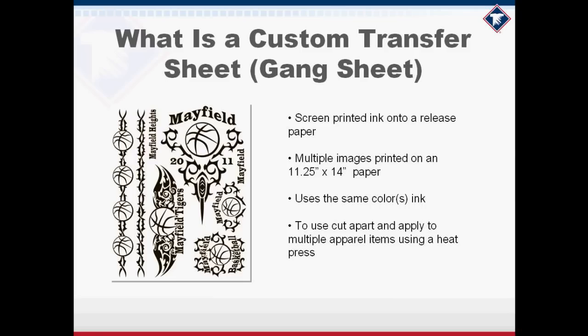So for those of you who are new, let's first cover that custom transfers are screen printed ink. We're talking about real honest-to-gosh screen printing that's being printed onto a piece of release paper. The paper itself is 11 1/4 by 14 inches. So what this means is that you are paying for that sheet of paper. When you're buying custom transfers, you're paying per sheet. So you have that full 11 1/4 by 14 inches to work with. You can print one thing on there, you can print 20 things on there. It all comes down to the size of the transfers you're printing.